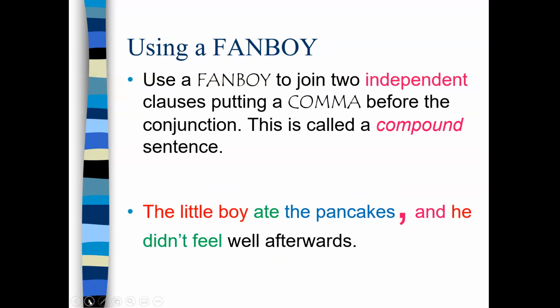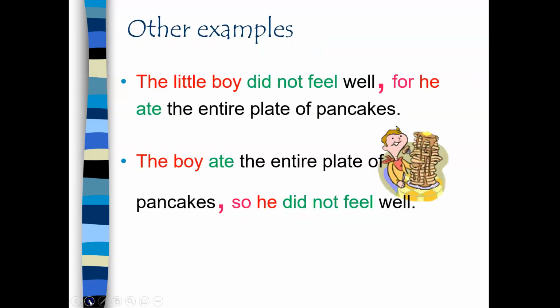So we use a fanboy conjunction to join two independent clauses, and you put a comma before the conjunction. And this is what we call a compound sentence. The little boy ate the pancakes, and he didn't feel well afterwards. Or I could say the little boy did not feel well, for he ate the entire plate of pancakes. In this case, the word for means because. Note that if I use the word because, I don't use a comma. The boy ate the entire plate of pancakes, so he did not feel well.